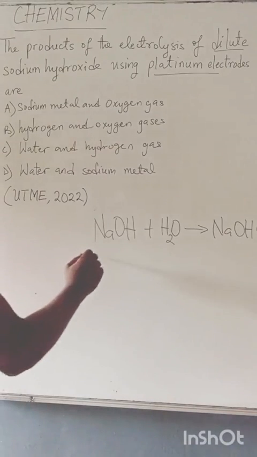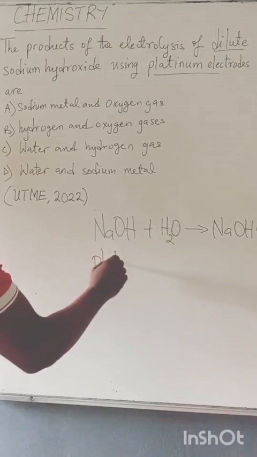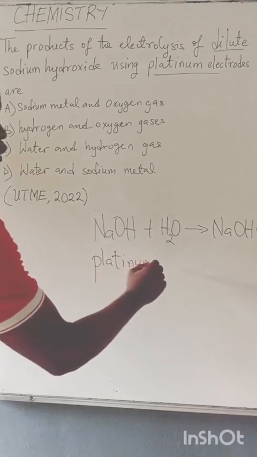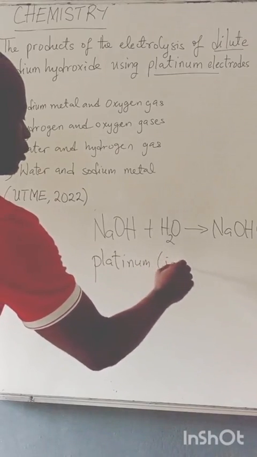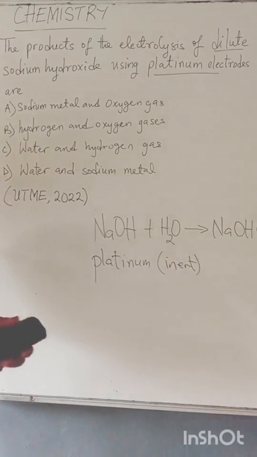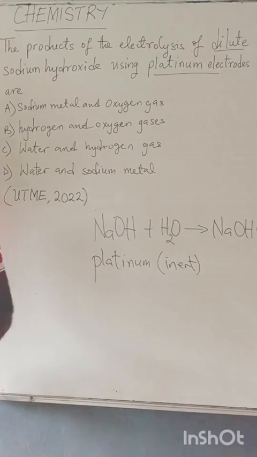So we describe platinum electrode as an inert electrode. Inert means it doesn't take part in the electrolytic process. It doesn't influence the products. Is that clear? Those are the things you have to take note of whenever you are solving problems on electrolysis. It does not take part in the electrolytic process. It does not influence the products. Okay. Then another thing you are going to find out is this.